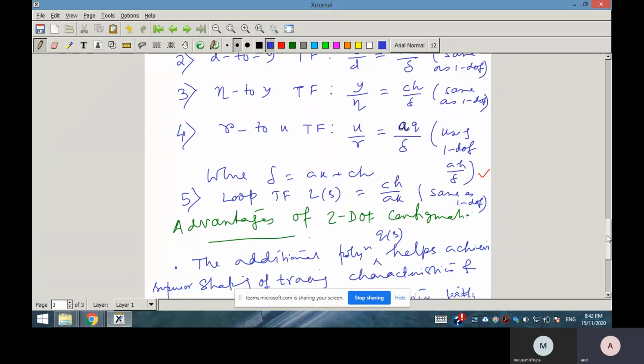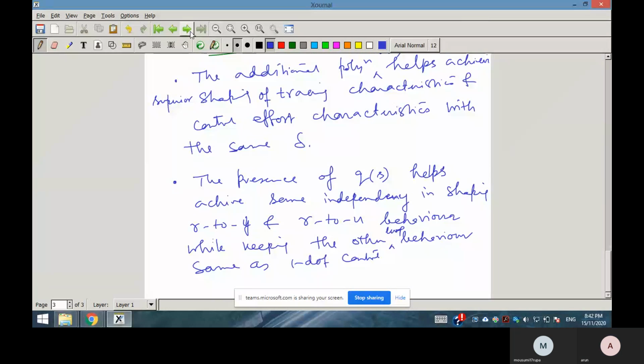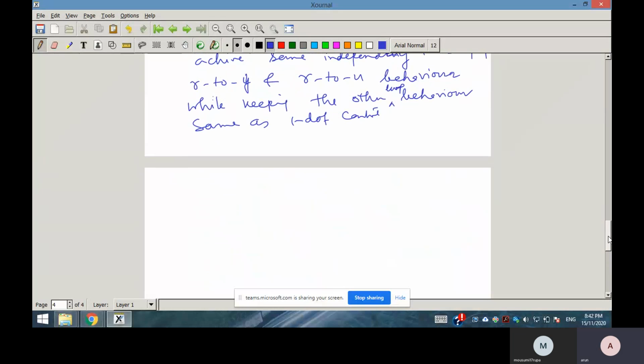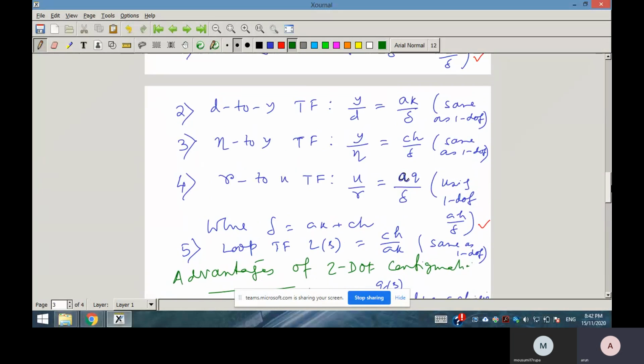So now we'll see how to design such a controller, how to choose. The choice of proper Q is very important. So the choice of a suitable Q. Now, how will you choose Q(s)? So in practice, how will you choose Q(s)?